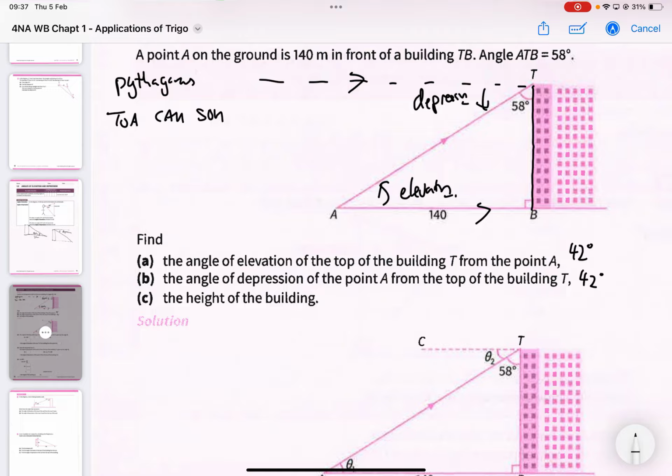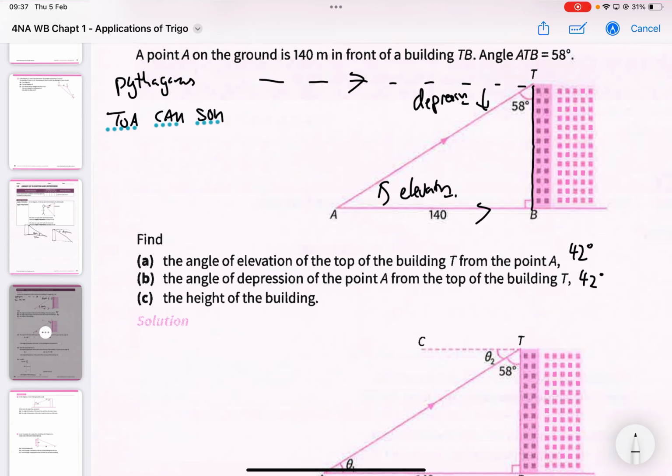Got right angle triangle. So the easiest will be these two. Pythagoras, I need to know one side and another side. If I want to know this, I need to know this. But now I don't know this. What I know is, I know this angle. I know this side. I can use this angle and this side to find this side.